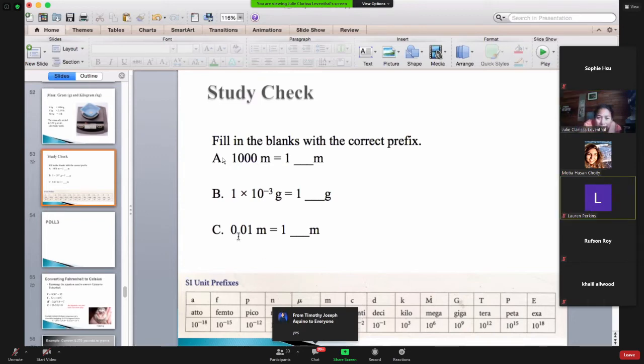Yes. See, this is less than 1. So you would know your scientific notation here, the exponent is going to be negative. How many? 1, 2. So 1 times 10 to the minus 2. Where's 10 to the minus 2? Here. Okay, so 1 times 10 to the minus 2 meter is 1 centimeter. Here, what is the scientific notation here? This is greater than 10. So 1 times 10 to the 3. 10 to the 3 meter is a kilometer. Okay?